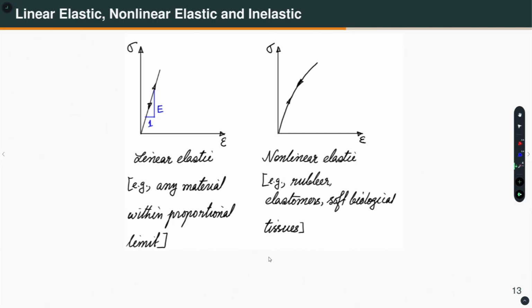On the other hand, nonlinear elastic means that the stress is no longer proportional to strain, but you go along this path, and when you unload it comes back following the same path, then we call it elastic, but it is nonlinear. So, it is nonlinear elastic. Where do you see this kind of behavior? Well, rubber, elastomers or soft biological tissues up to a large strain can show this kind of nonlinear elastic behavior.